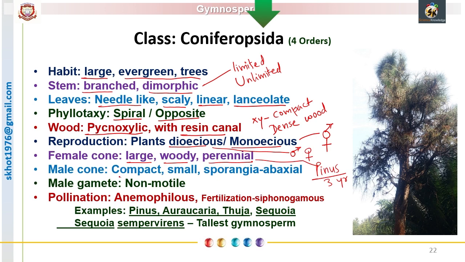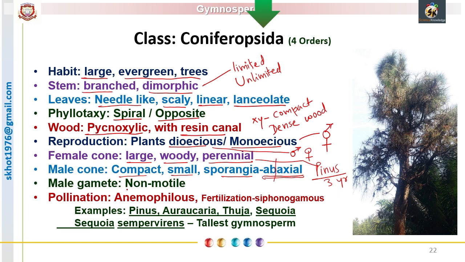The male cones are compact, small, and herbaceous. They will have an axis, and along this axis, the microsporophylls will be arranged spirally. The sporangia are produced on the abaxial surface. Now you are familiar with the abaxial surface. Abaxial is the surface which is away from the axis.